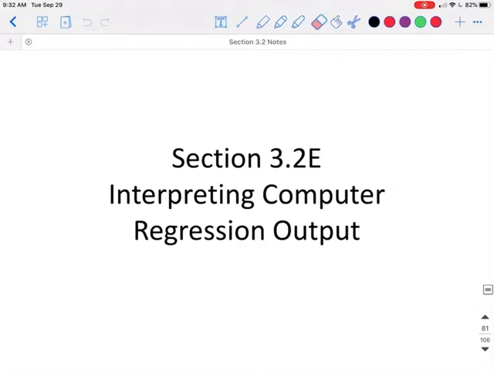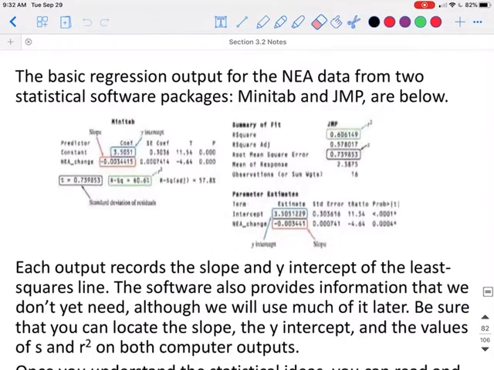This is section 3.2, part E, interpreting computer regression outputs. So the basic regression output for the NEA data from two statistical software programs are shown below. The one on the left is Minitab, the one on the right is from JMP.